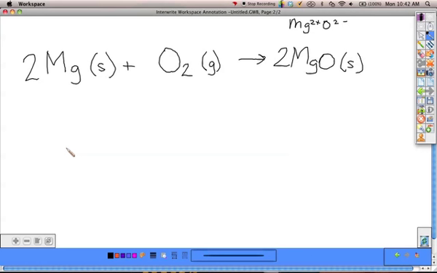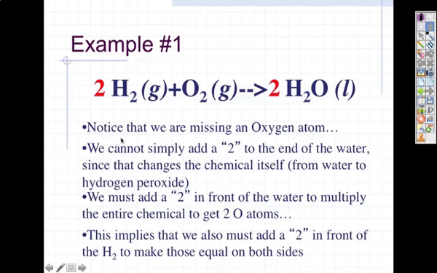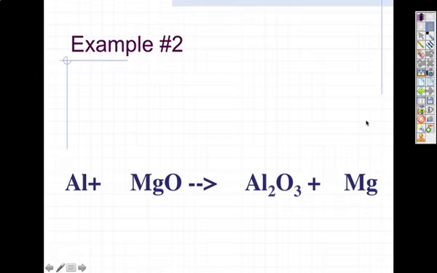Okay, I have another one for you to try, I believe, or some more hints. Okay, good. Another one for you to try. Try this on your piece of paper.